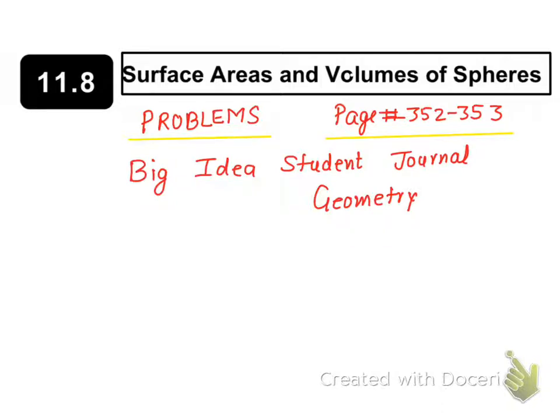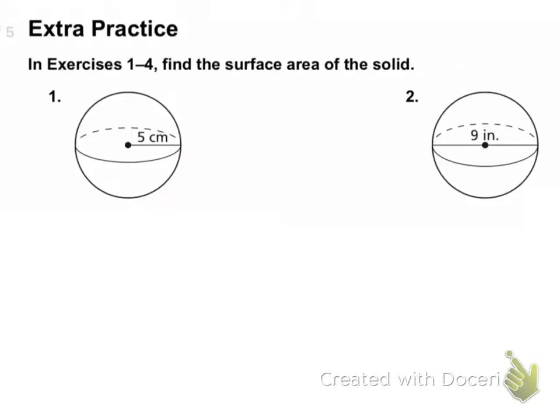So let's get started. We're starting with our very first questions, 1 through 4. What you're supposed to do is find surface area. So let's recall the formula for surface area. Surface area is 4 pi r squared for the sphere, and you just need the radius. If you have the radius, you're good to go. So let's start our first problem.